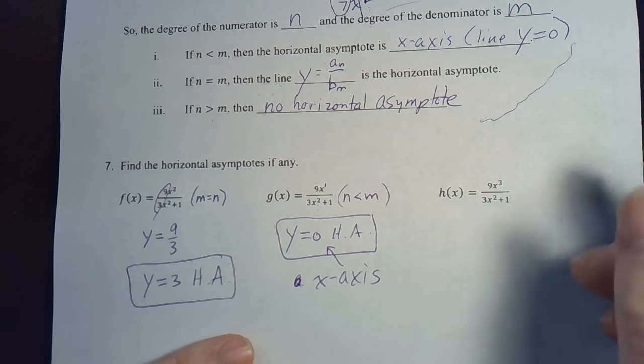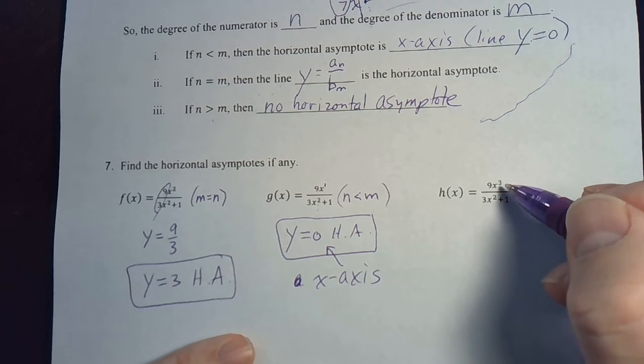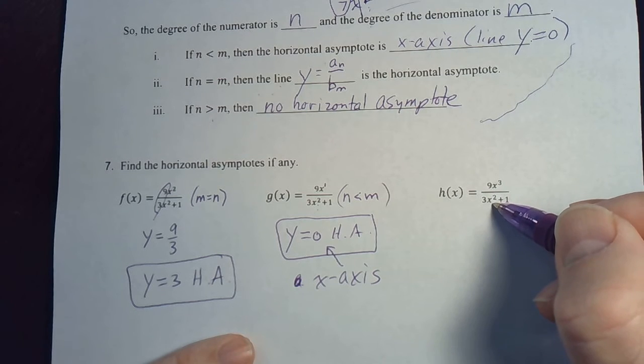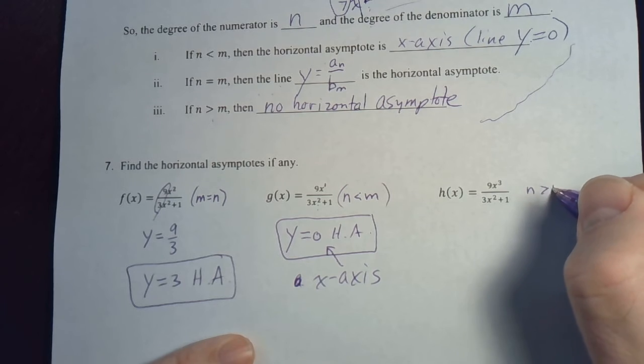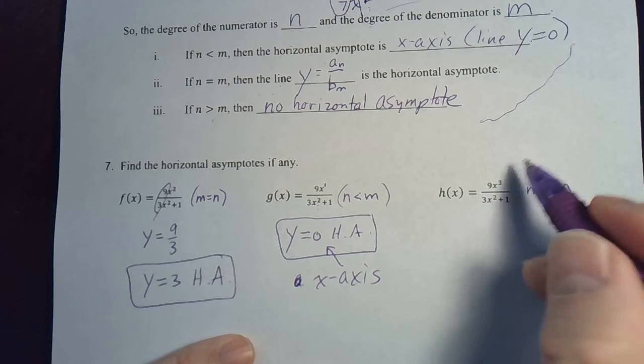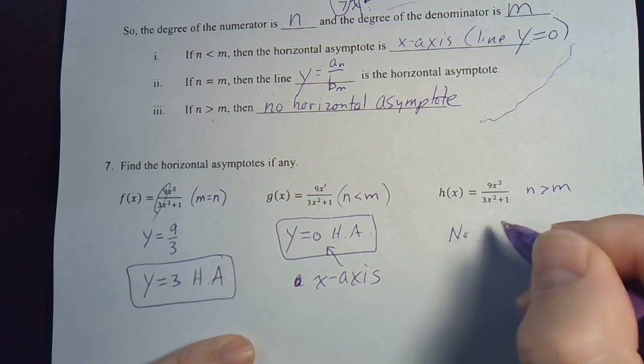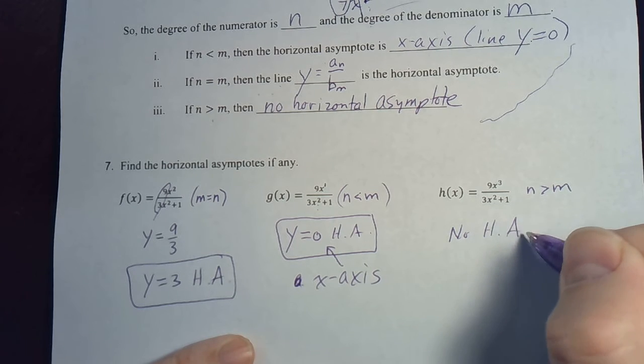Last one, we have n, the degree of the top, 3. The degree of the bottom is 2. We've got 3 is greater than 2, so n is greater than m. There. So no horizontal asymptote.